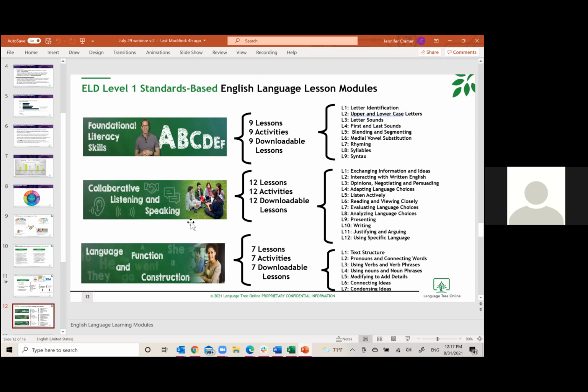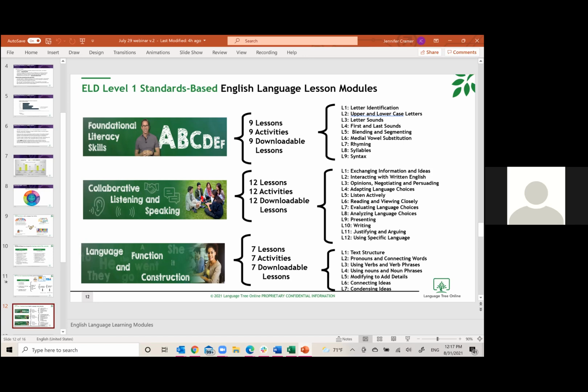And then in collaborative listening and speaking, there are 12 lessons. Again, there's the virtual professor and the activities that follow the input that are tracked and graded by the system, and the downloadable lessons. And over here on the right, I know it's small text, but it highlights what each lesson covers.